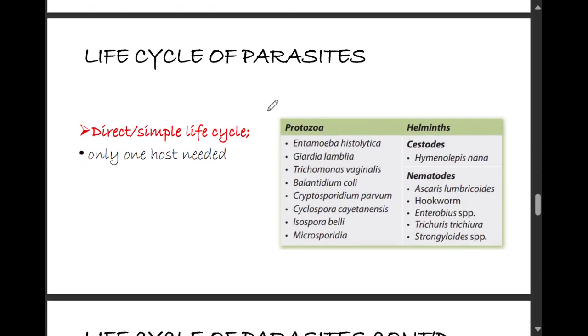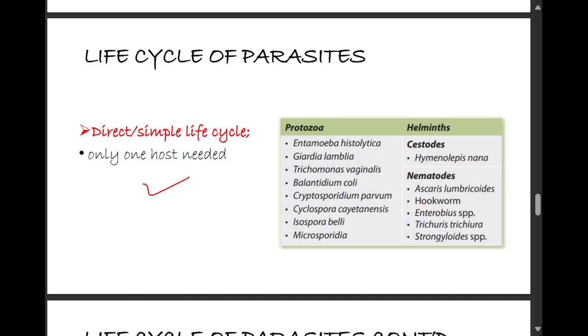This is a very, very important slide, the life cycle of parasites. When it comes to the life cycle of parasites, we have two types. The first one, on this very slide, is the direct or simple life cycle. In a direct or simple life cycle, a parasite only requires one host to complete its development. For example, E. histolytica.